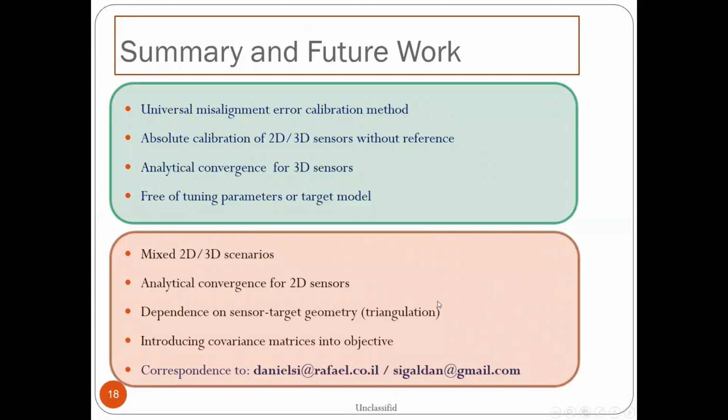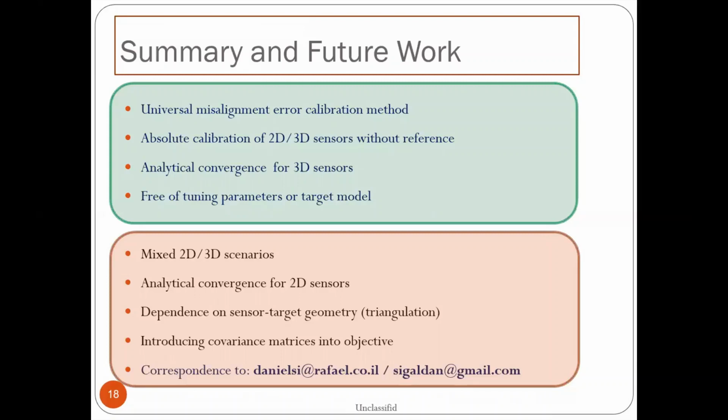So let's summarize this talk. We presented a calibration algorithm to calibrate angular misalignment of 2 or 3-dimensional sensors without having access to any reference. We showed that the algorithm converges for the case of 3D sensors. The method is free of tuning parameters and does not require any target model.